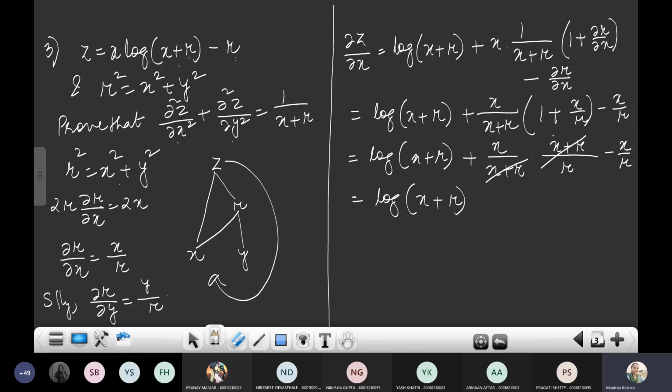So del z del x is equal to what? Log of x plus r. Now next we will find the second order, so del square z del x square.